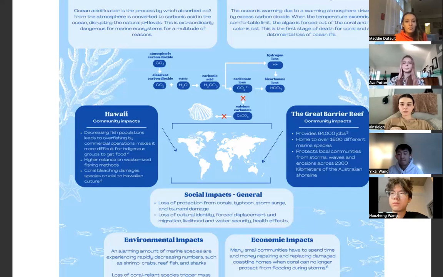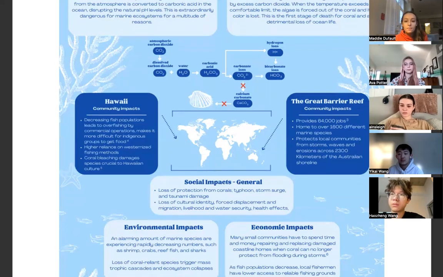Similar to Hawaii, the Great Barrier Reef also faces a lot of community impacts because of ocean acidification and the coral bleaching that happens as a result. For example, the reef provides 64,000 jobs for Australia, so that's a lot of people that they're supporting. In addition, it is home to over 1,600 different marine species. So when the reef isn't healthy, it makes it more difficult for all these species to reside in a fruitful place. In addition, the reef protects local communities from storms, waves, and erosion across the 2,300 kilometer span of the Australian shoreline that the reef expands upon.